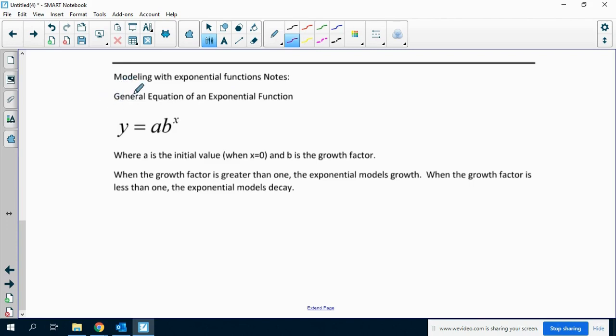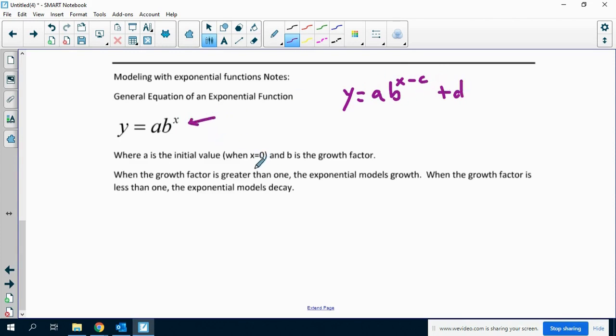We're going to spend the next couple of days talking about modeling with exponential functions. The general equation of an exponential function is y equals a b to the x, and you can have some kind of shifts. So, for example, you can have y equals a times b to the x minus c plus d. So there can be some shifts involved, but this is the general form.